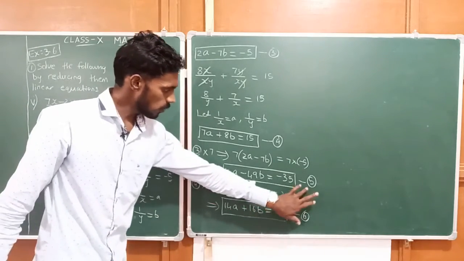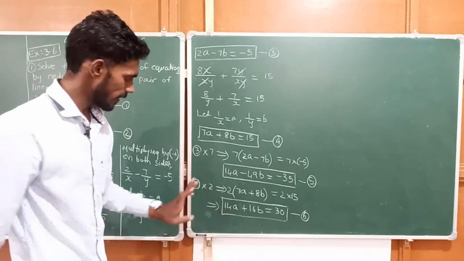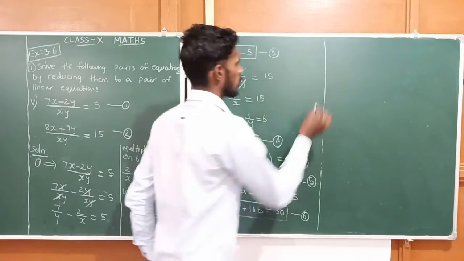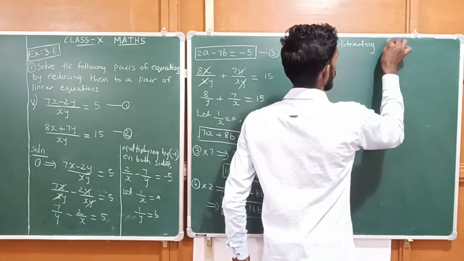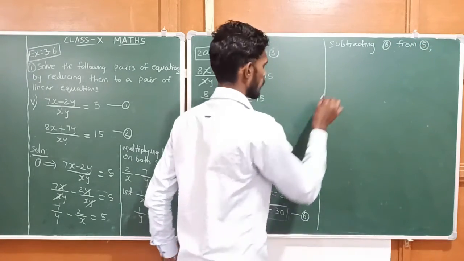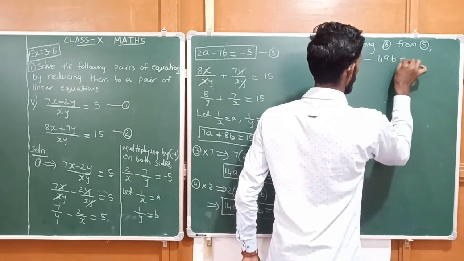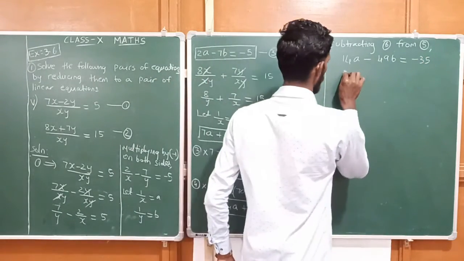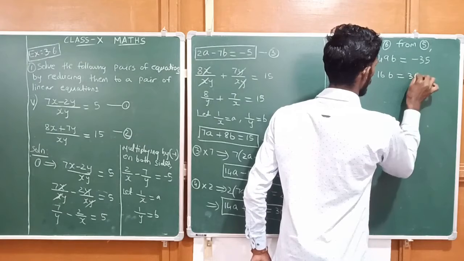You have to solve these two equations by the elimination method. Here the coefficients of the a variable are numerically the same. So I am going to just subtract equation number 6 from 5. So subtracting equation number 6 from 5. First write the fifth equation, 14a minus 49b is equal to minus 35. Then write the sixth equation, 14a plus 16b is equal to 30.